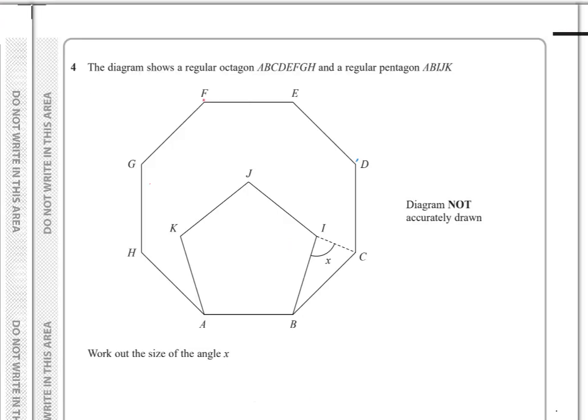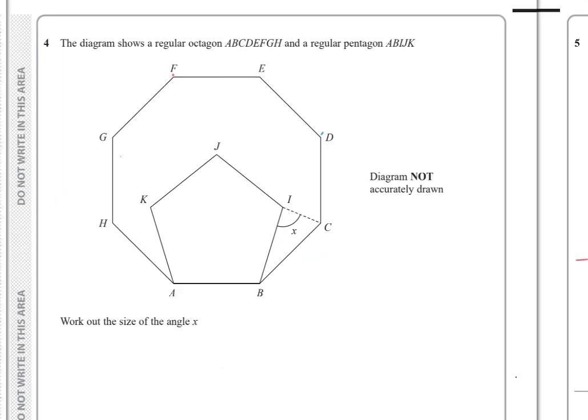Number 4, the diagram shows a regular octagon and a regular pentagon. Work out the size of angle x. So we need to find angle x. For any regular polygon, we can find the measure of each interior angle. We have the rule n minus 2 times 180 divided by n. So for the regular octagon, the number of sides is 8. So each interior angle equals 8 minus 2 times 180 divided by 8 equals 135.